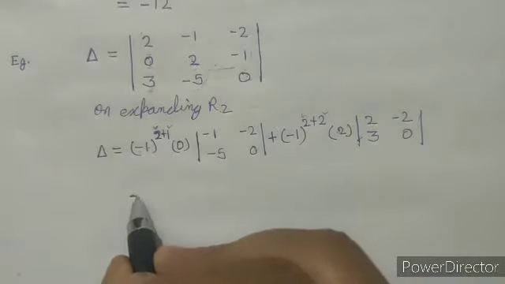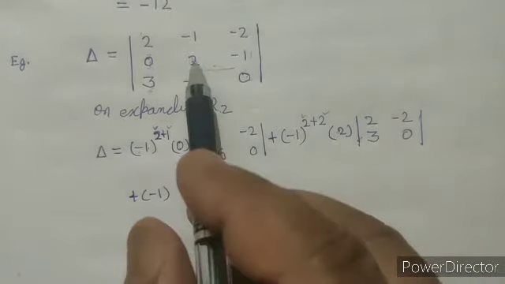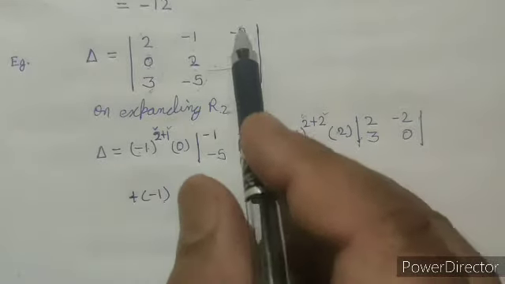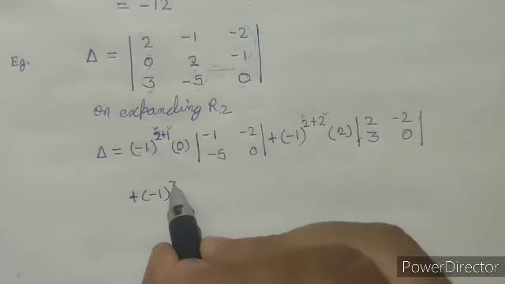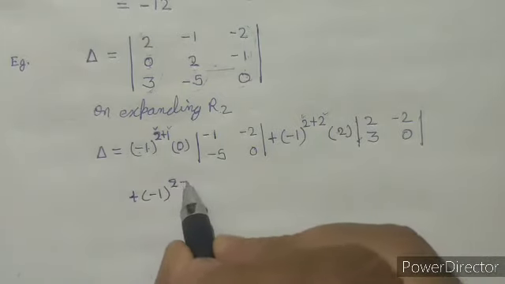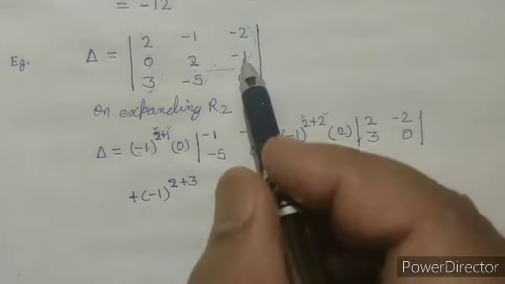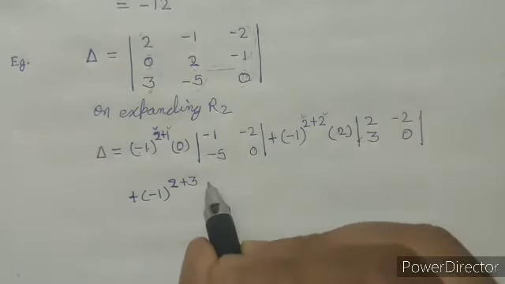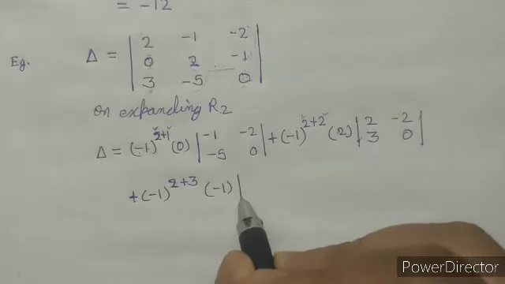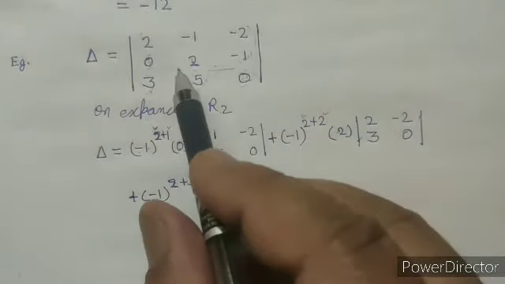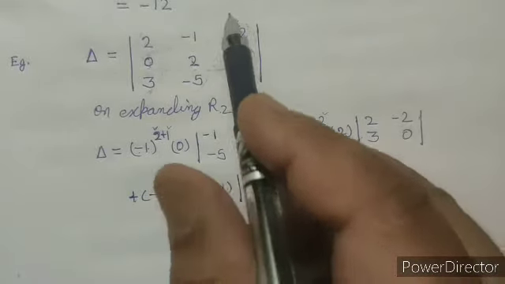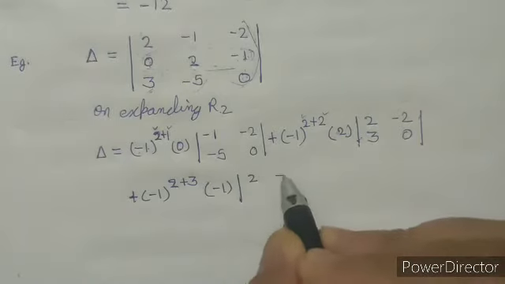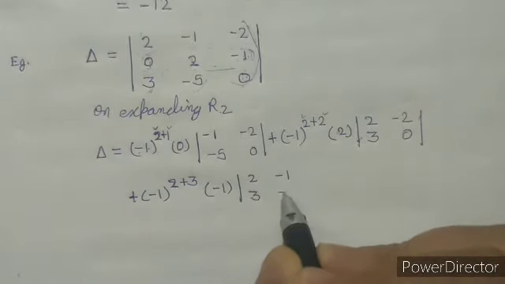Now plus -1. Now one element of row 2 is left, that is the row 2 element and column 3 element. -1 is the element of row 2 and column 3. So that will be -1 raised to power 2 plus 3 into -1, into, now again we will eliminate the row of -1 and column of -1, and this will give us the determinant of 2 minus 1, 3 minus 5.